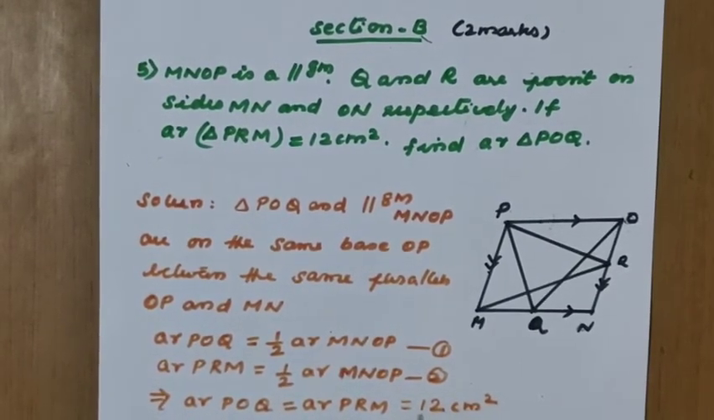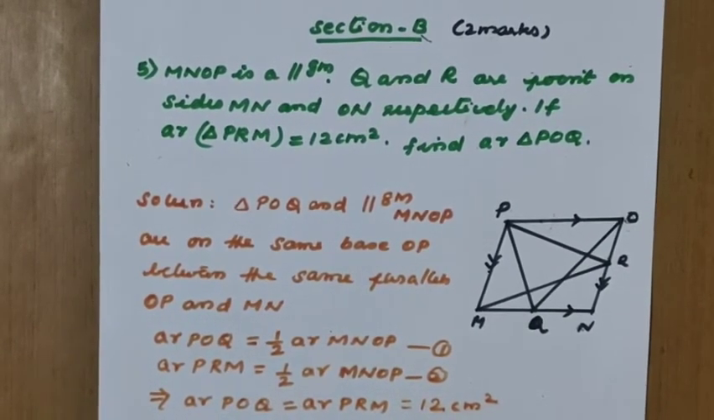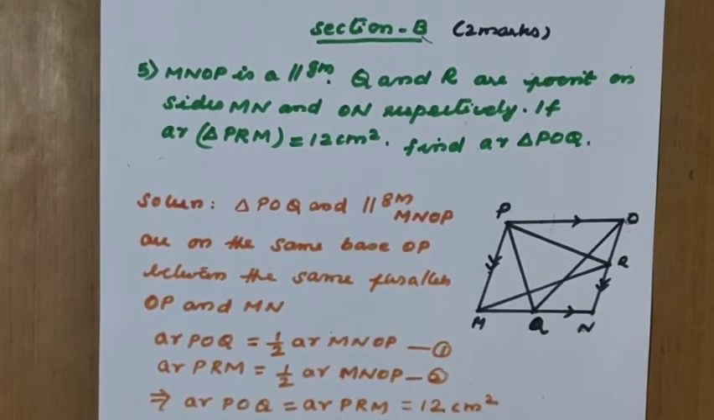So here the theorem we have not learnt, but still we must learn that when two triangles are on the same base and between the same parallels, their areas are equal. When one triangle and one parallelogram are on the same base and between the same parallels, then area of the triangle is half of the area of the parallelogram. That concept you must know.